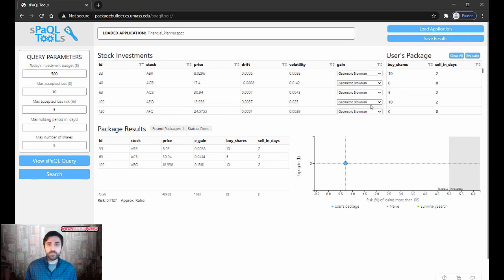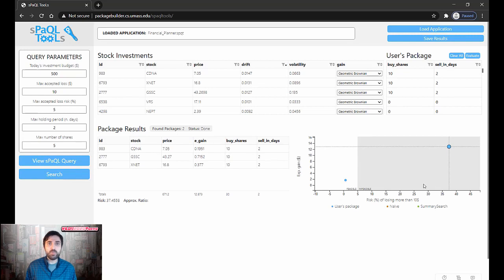You can use our interface to look for better portfolios manually, for instance, by looking for high drift or low volatility packages. It is going to be extremely hard to do so manually, and you'll likely end up with either highly risky solutions or low gain solutions. Here we show another manual package that ended up being too risky. Packages that violate our risk constraint of 5% are labeled infeasible in the visual summary and placed in this gray area. We can now use the automatic search functionality of sPaQLTools to see if we can find better portfolios that, while being feasible, also give us higher gains.